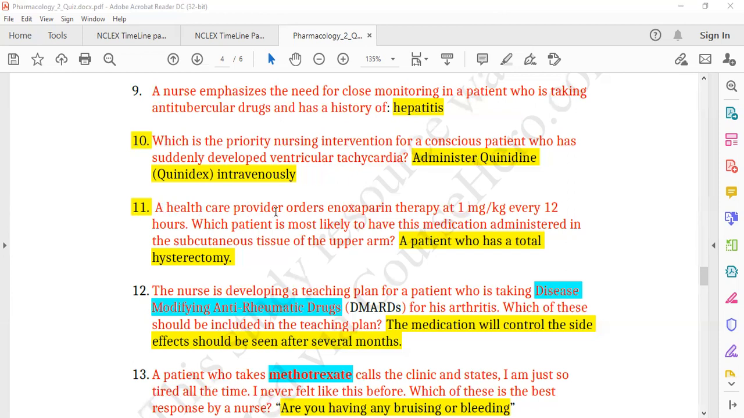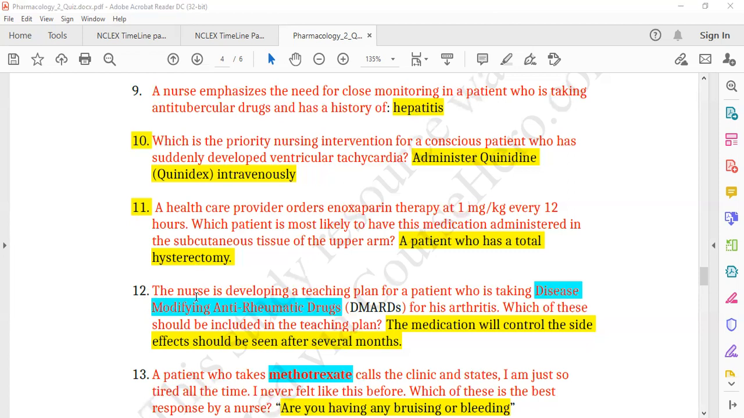Next question, a healthcare provider orders enoxaparin. It is an anticoagulant medication like heparin, warfarin. So the patient takes this medication at 1 milligram per kg every 12 hours. Which patient is most likely to have this medication administered in subcutaneous tissue to the upper arms? Which patient is most likely to have it? The patient who has a total hysterectomy.